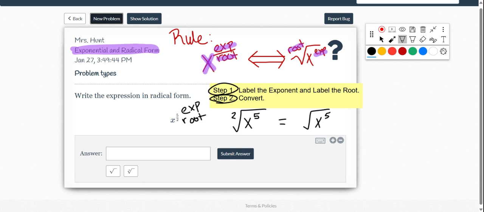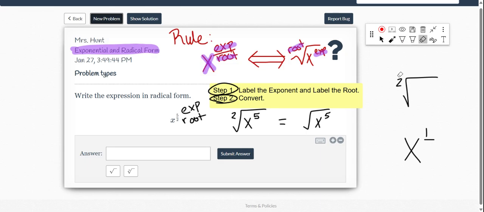So a couple things to remember is when you have a square root, there's an implied 2 here. And when you have a variable but you don't see an exponent, it's an implied 1. Other than that, they're going to put the numbers. So if you ever don't see a number in the root position, it's a 2, and if it's in the power position or the exponent position, it's a 1. Other than that, they will show you the number.